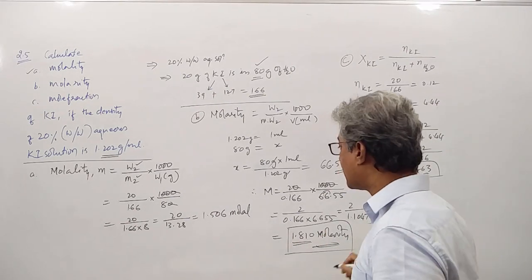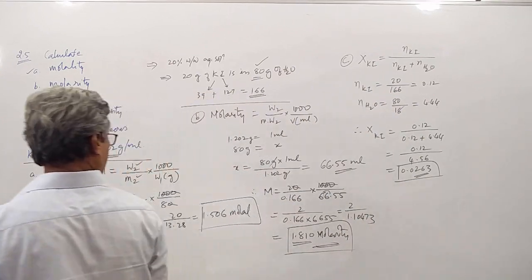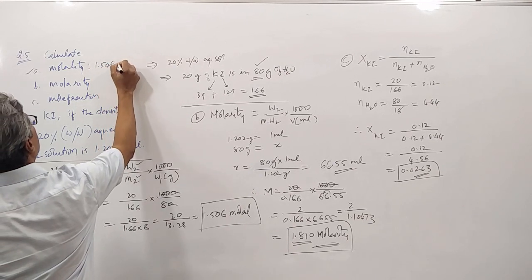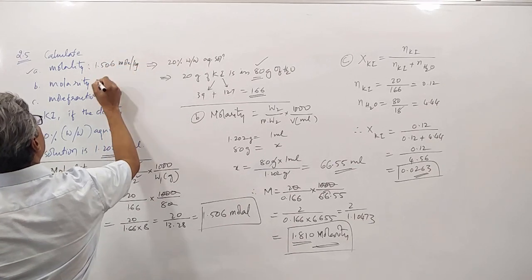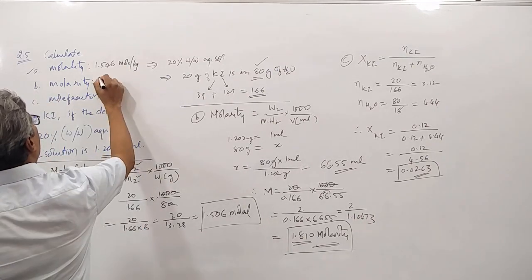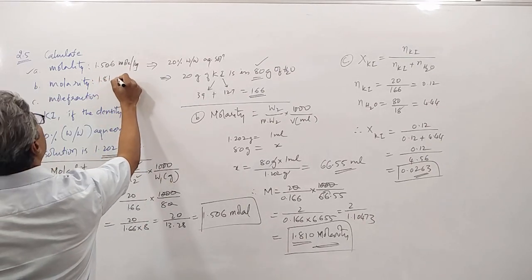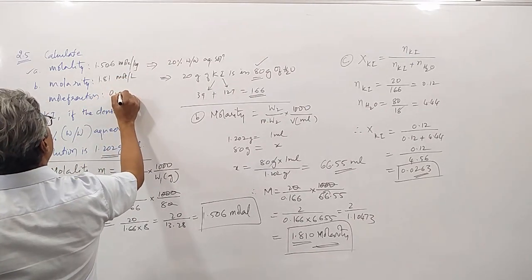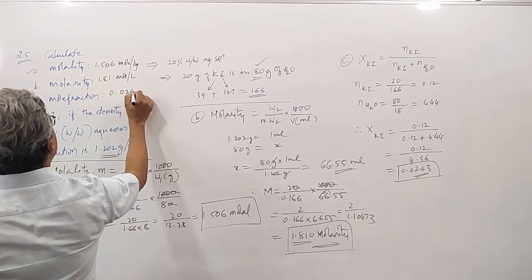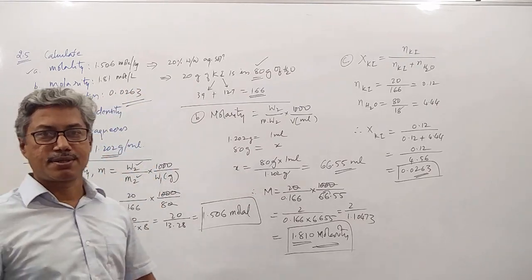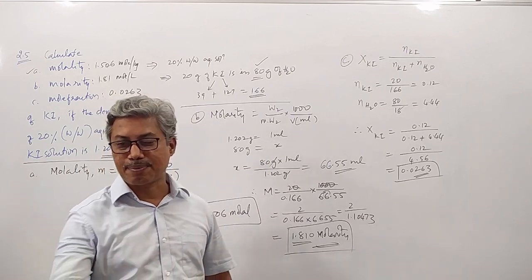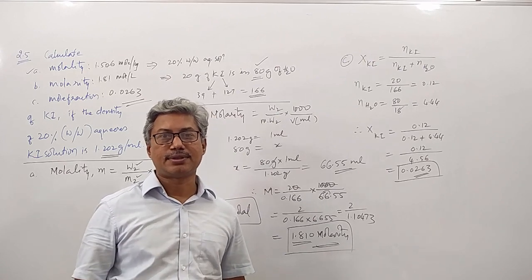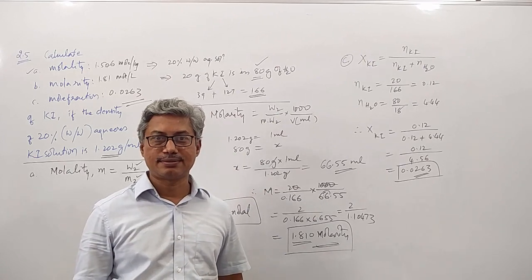It is its molarity, and it is its molality. So students, molality is how much? 1.506 mole per kg. Molarity is 1.81 mole per liter, and mole fraction is 0.0263. Okay, students, these are some of the problems which are present in the textbook, that is, in-text problems. Suppose you have any other problems, just WhatsApp me and try to solve them. Is it clear?